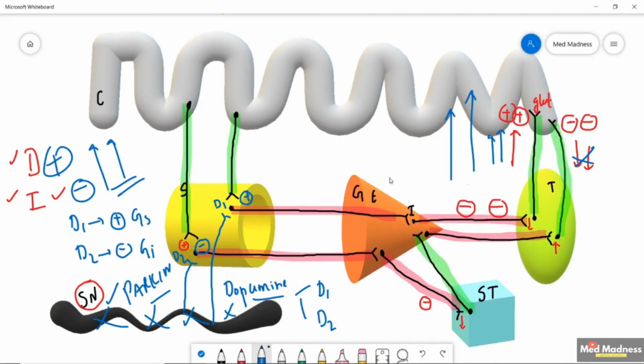I hope this picture is very clear in your mind now. You just take a piece of paper and try to draw it yourself and you'll definitely get it.